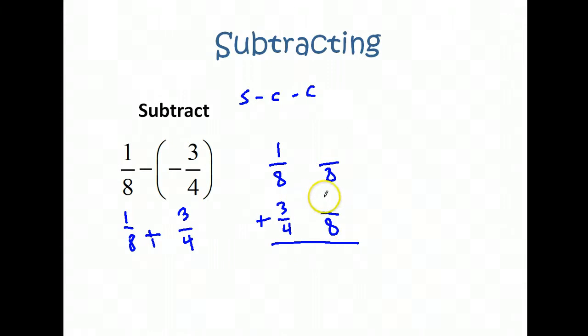8 and 4, common denominator 8. 4 times 2 is 8. 3 times 2 is 6. 6/8 is equivalent to 3/4. This one was already over 8, so I can just keep that. 1/8 and 6/8 is 7/8. And then remember, signs were alike, so I keep the sign. The sign was positive, so positive 7/8 is my answer.